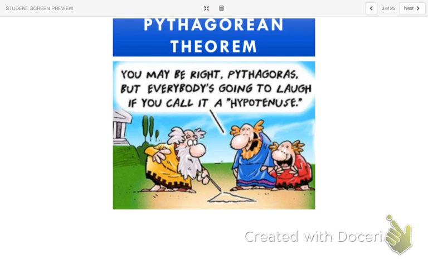So here's a little math joke. You may be right, Pythagoras, but everybody's going to laugh if you call it a hypotenuse. I know you guys probably don't understand that quite yet, but we're going to talk about what a hypotenuse is. Basically, hypotenuse is a really funny word for what it is. Not funny, but just nonsense.